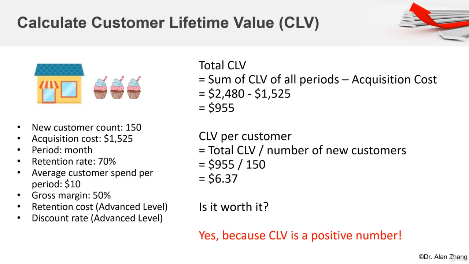If you still remember, at that time, we calculated a negative profit of $775 for that campaign. Now we are looking at $955 in positive cash flow. Why the differences? Why is that? This is a very important question.